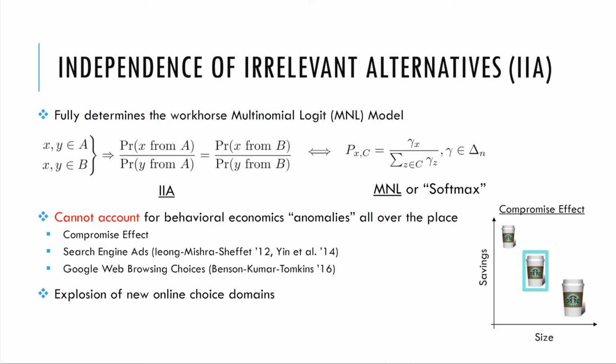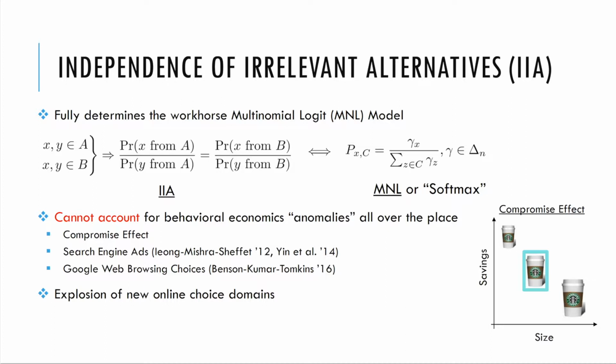But implicit about this model and the assumption that it makes is independence of irrelevant alternatives, which effectively says that your pairwise preferences over two items don't change when you have other items involved. The interesting thing about this is that it can't account for the sort of behavioral economics anomalies that have been identified over the last 50 years.